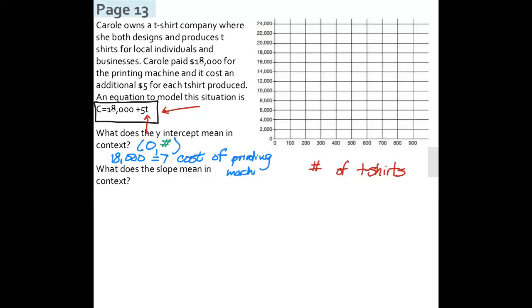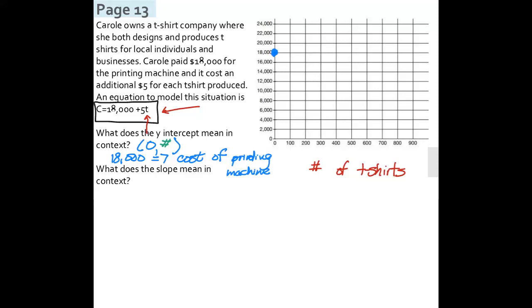Is everybody with me on this? Okay. 18,000 is the cost of the machine. It doesn't matter how many t-shirts you have. If there is no order for one or you have not put in the design, you are at 18,000. So right there, that is your y-intercept.